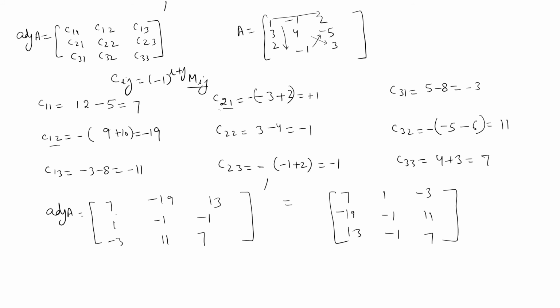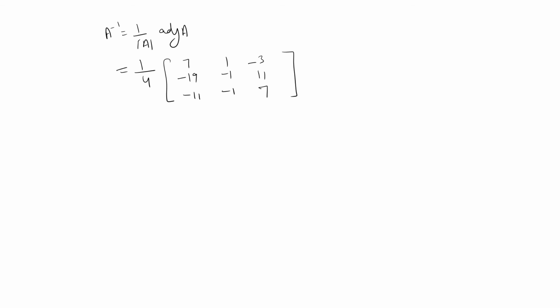Now let us compute our A inverse, right? A inverse is given by 1 upon determinant A into adjoint of A. So determinant A was 4, so it is 1 by 4, and the adjoint matrix that we obtained recently: minus 19, minus 11, 1, minus 1, minus 1, and it is minus 3, 11 and 7, right?